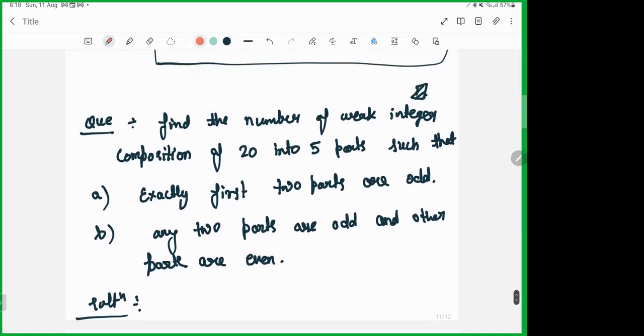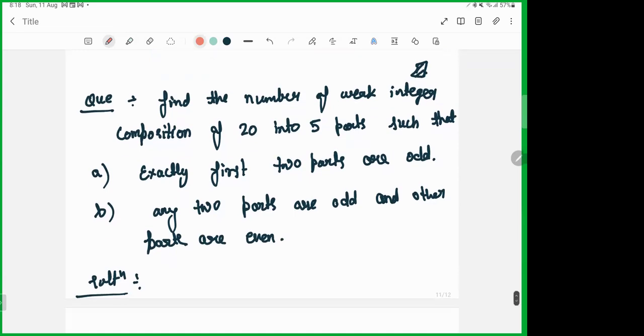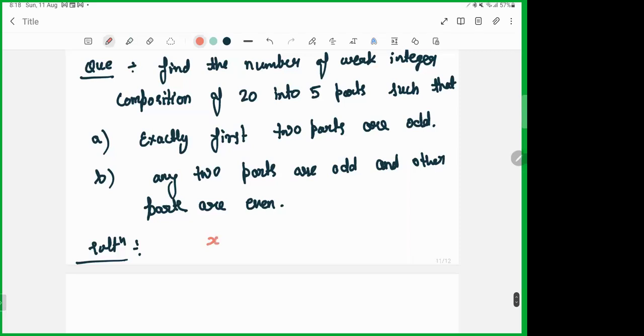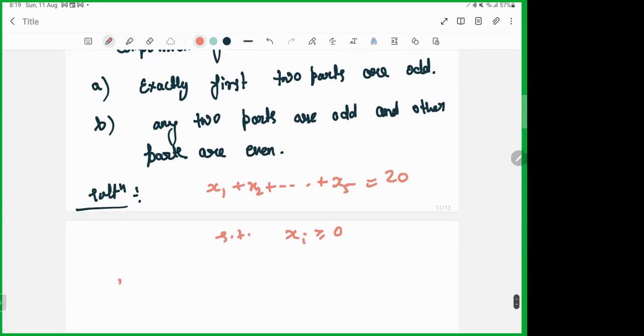So find the number of weak integer compositions. You know weak integer composition, na? Yes, sir. Why is it taking this much time? I already recalled in the beginning of the lecture what the definition is. Weak means xi is greater than or equal to 0. So let's start with the first part: exactly the first two parts are odd. So tell me how I should do.